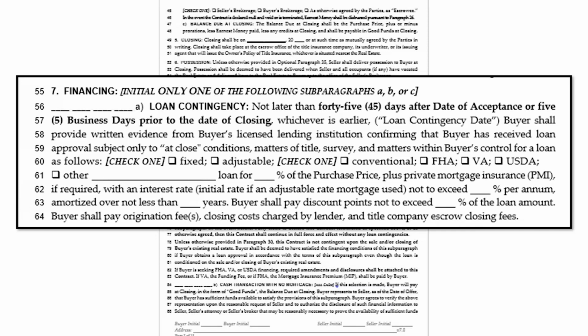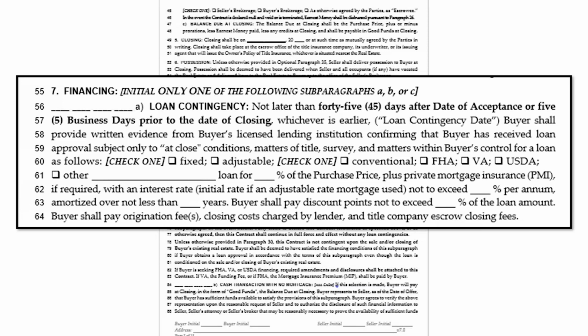Okay, and then it's 5 business days prior to the date of closing, but it's calendar days for the 45. So that's what we call our loan contingency date. The buyer has to provide written evidence from the lender that he has gotten a loan approval subject only to what's called at-close conditions. Meaning that he may have to show something at the closing, maybe, but whatever it is that he has to do, any matters of title survey, matters within the buyer's control.